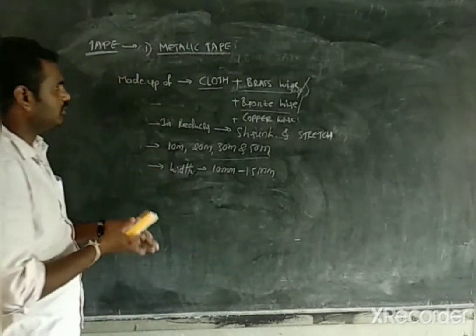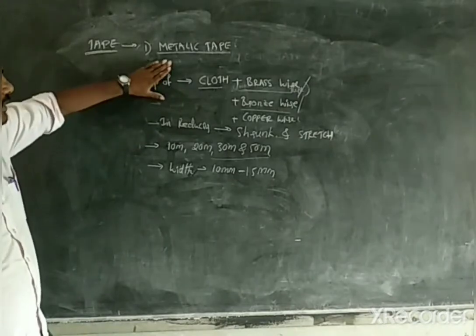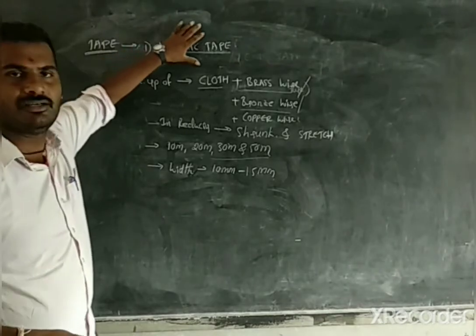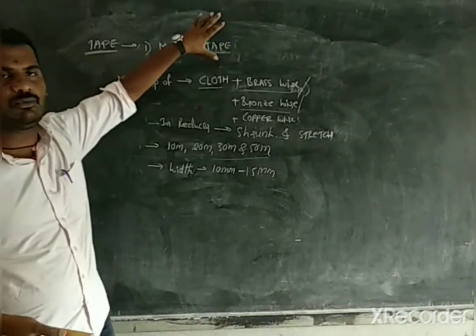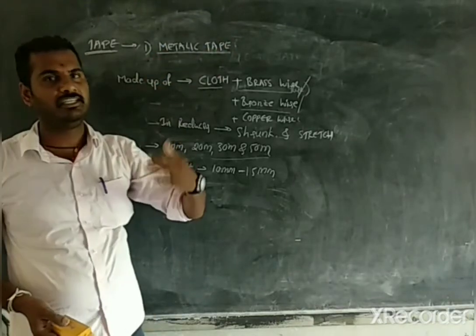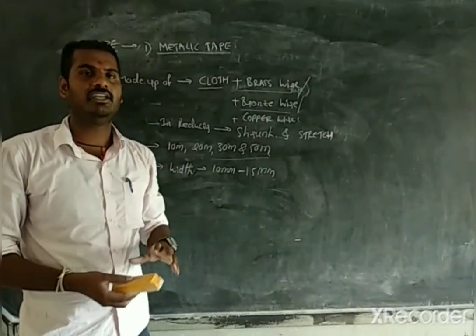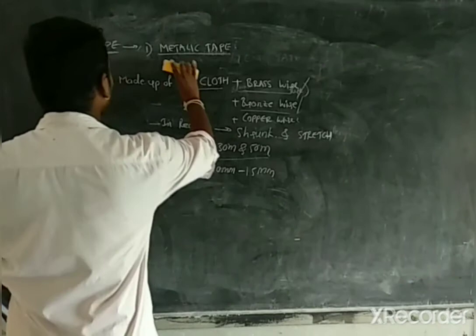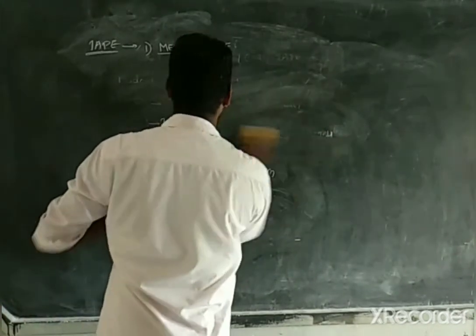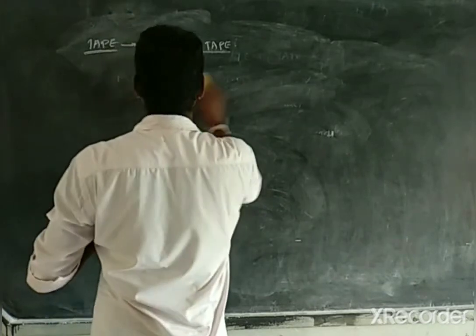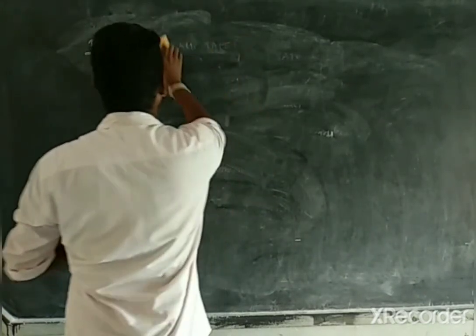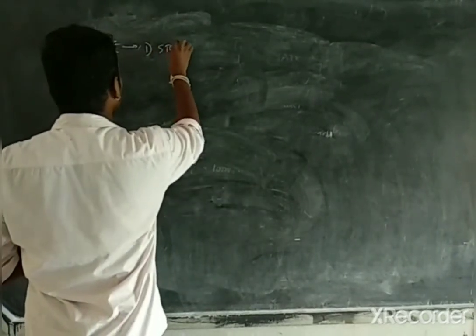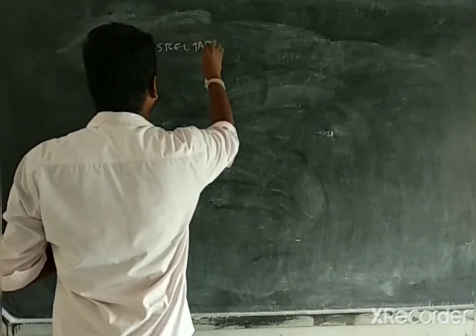Therefore, whatever problems we face in the cloth tape can be overcome in metallic tapes. But this is not very precise for surveys, and may not give accurate values when we compare with some different tapes, the invar tape and steel tape. That is why we have two other types of tapes, steel and invar tapes. So first we will go to the steel tape.